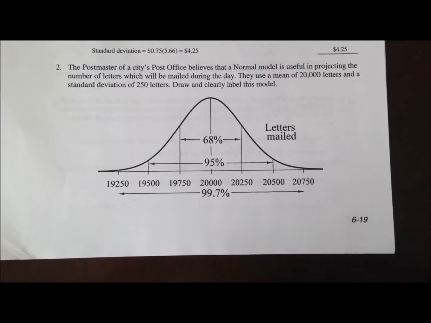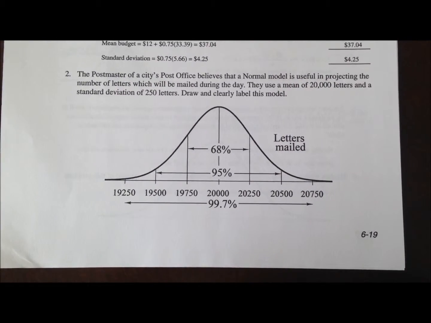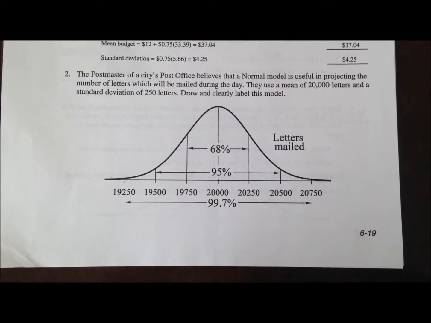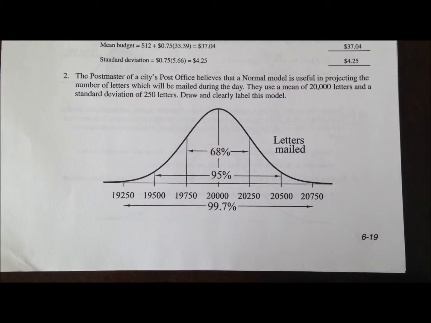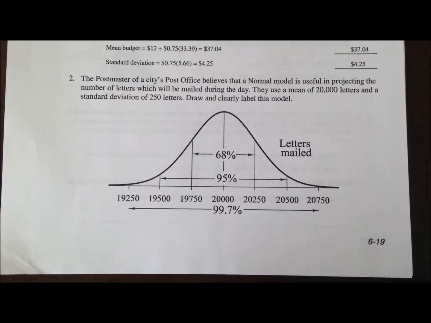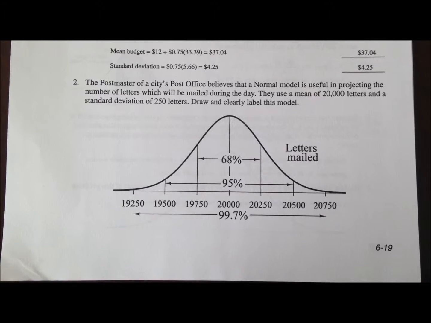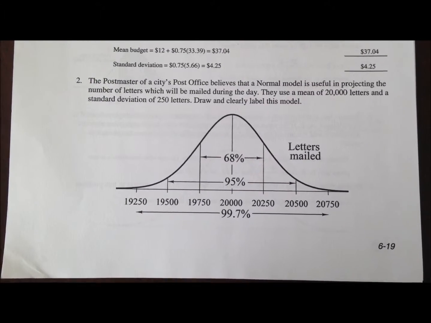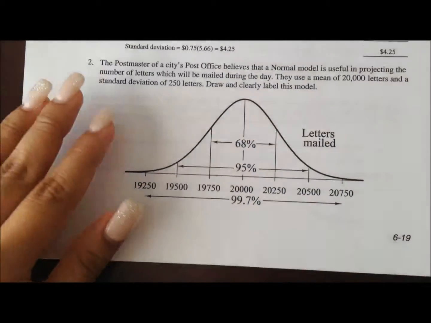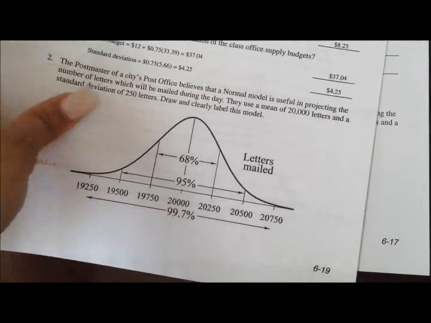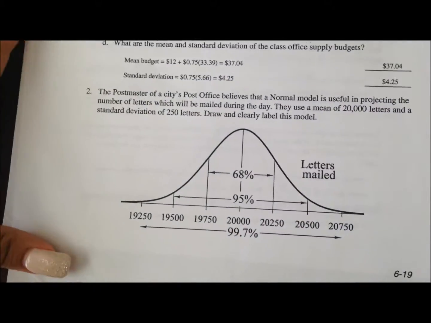So for question 2, because I wanted you guys to have a clear picture of what's going on, I'm going to use my answer key. The question says that the postmaster of city post offices believes that a normal model is useful in projecting the number of letters which will be mailed during the day. They use the mean of 20,000 letters and a standard deviation of 250 letters. Now, the question was to draw a clearly labeled model, and your paper should look blank like this, but this is what you should have drawn.